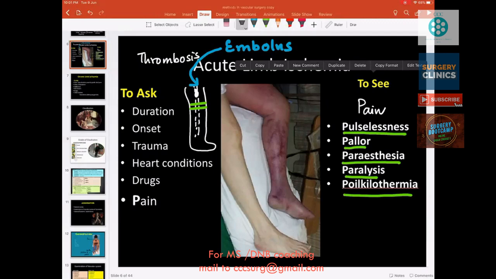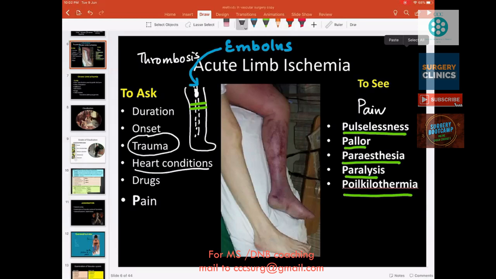Whenever you talk about a patient with acute limb ischemia, if the examiner asks what are the things that you have asked, as I said, there are 3 conditions: thrombosis, embolism, trauma. So what was the onset, particularly in relation to trauma? Heart conditions like atrial fibrillation and drugs are responsible, and so is the onset of pain in the limb. This condition, believe me, is what is called acute limb ischemia.